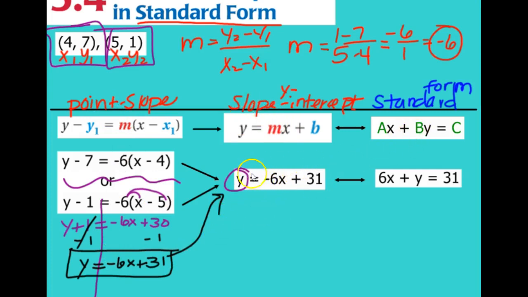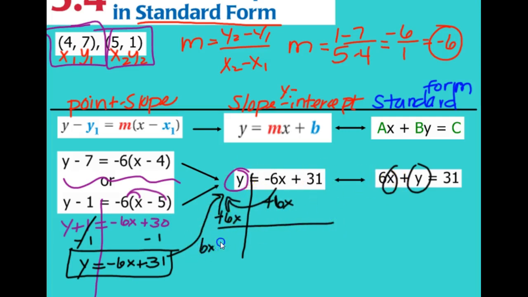And then to get into standard form, all we have to do is get the x on the same side as the y. So I'm going to move that over. To move it over, I have to add 6x. And now that would give me 6x plus y equals 31. If you want, you can put a 1 there for 1y. And that's exactly what's written right there.